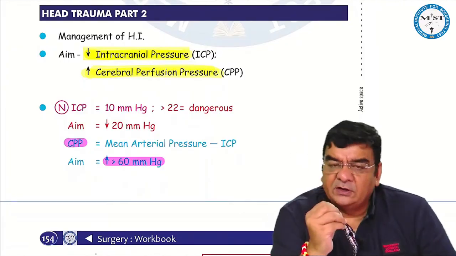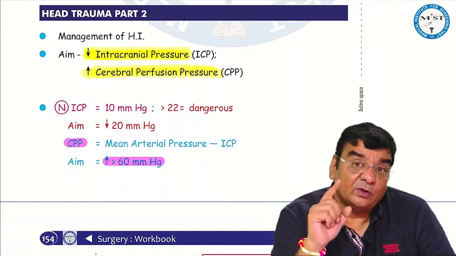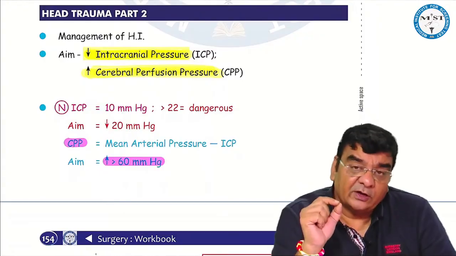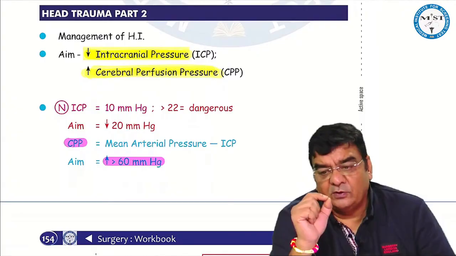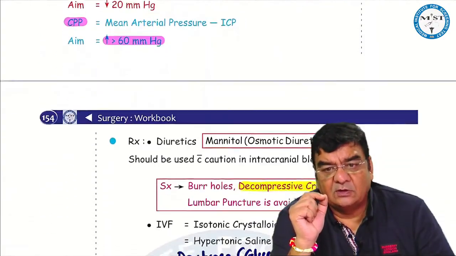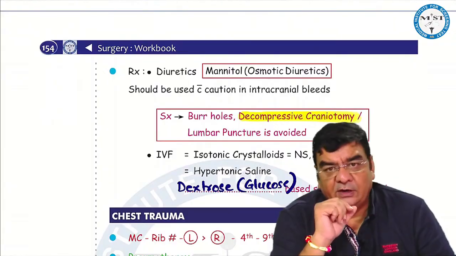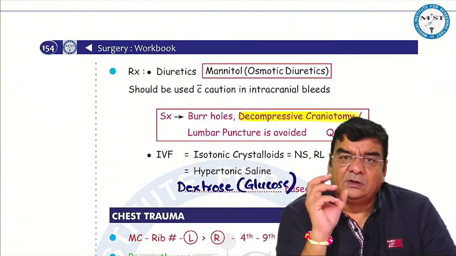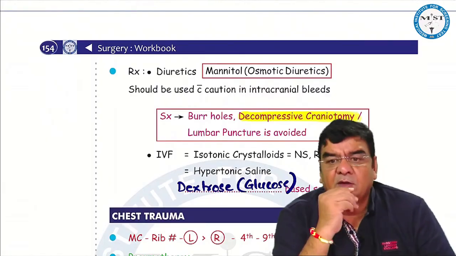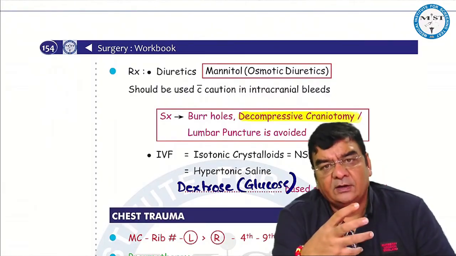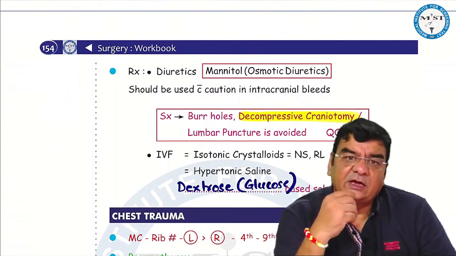To reduce the intracranial pressure, we can use some diuretics. We can use mannitol. Mannitol is the osmotic diuretic of choice in brain edemas. Mannitol should be used with caution in large intracranial bleeds, because mannitol can cross the blood-brain barrier, and if it goes into the bleed area, it can create that osmotic gradient and it can increase the size of bleed.